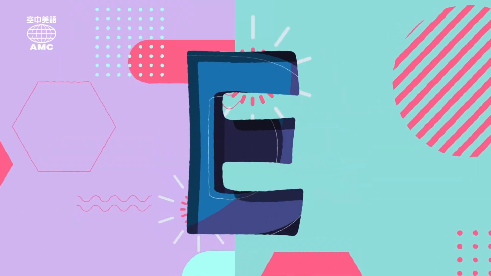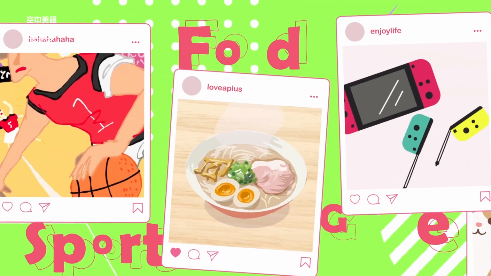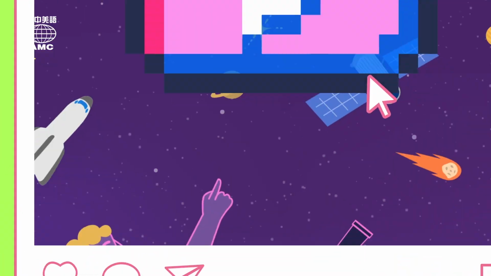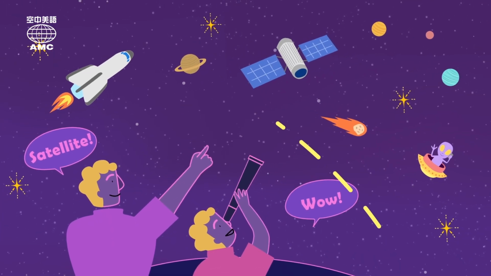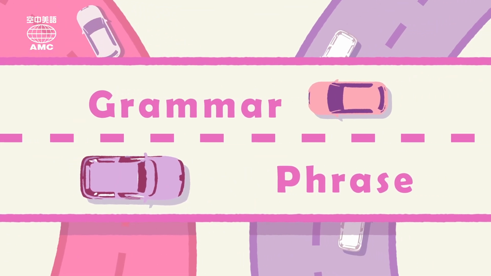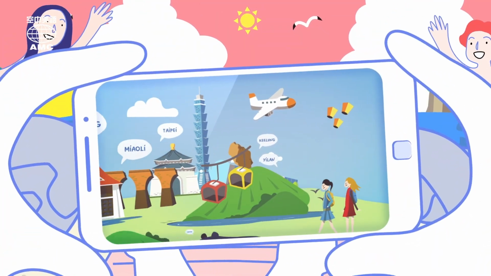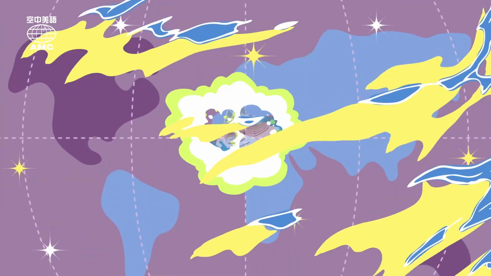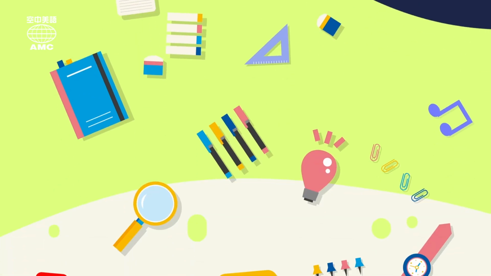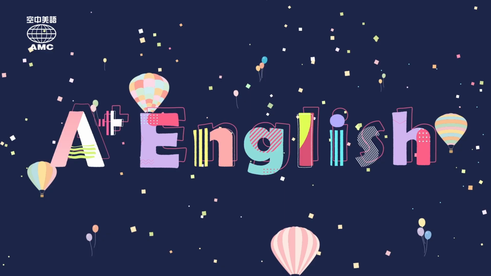A, B, C, D, E, F, G, H, I want A plus English. That's so much fun. English education for you and everyone, so come along. Learn some grammar, learn a phrase, learn something new every day. Learn the A plus way. Hey, it's time to start the show. Are you ready? Good, 'cause here we go. A, B, C, D, E, F, G, H, I want A plus English.